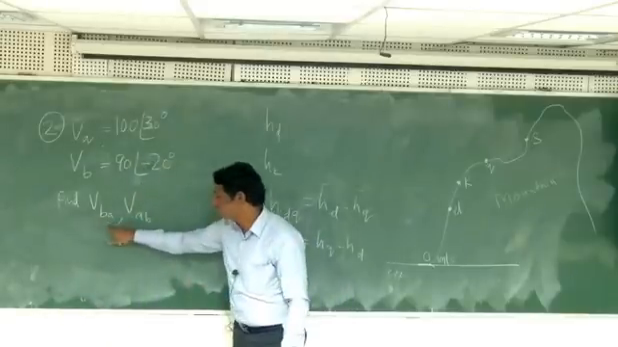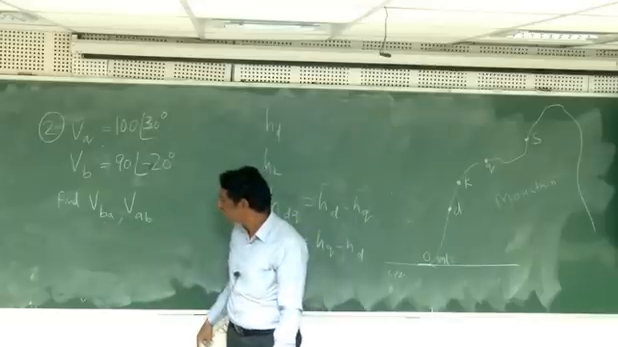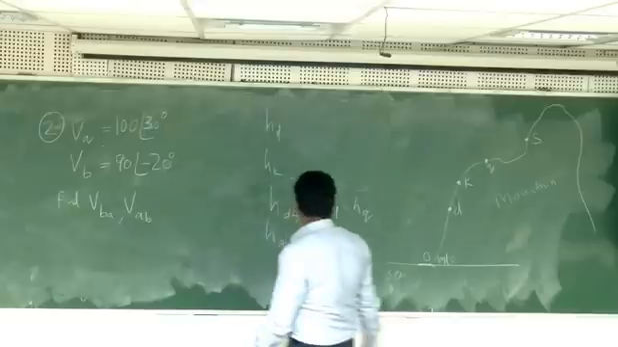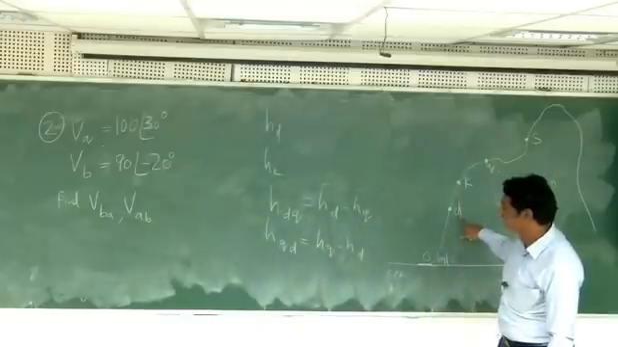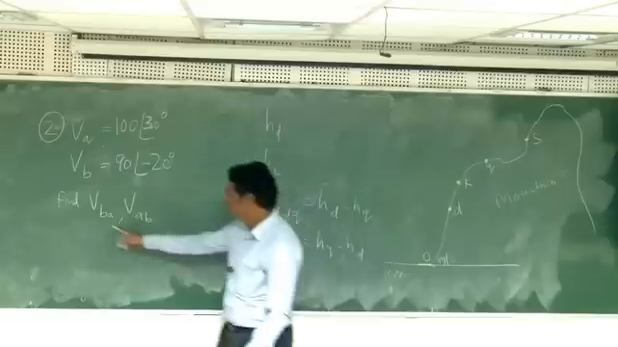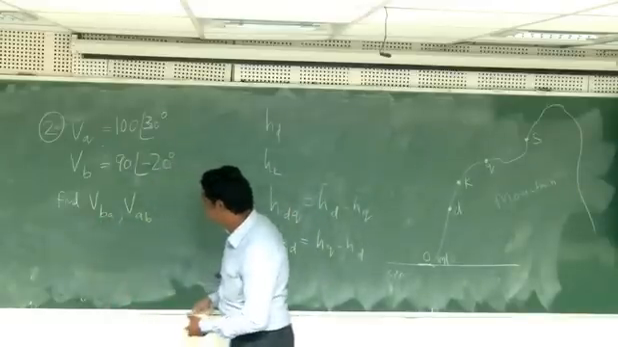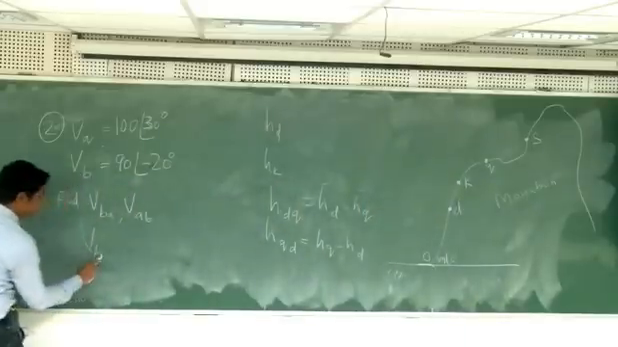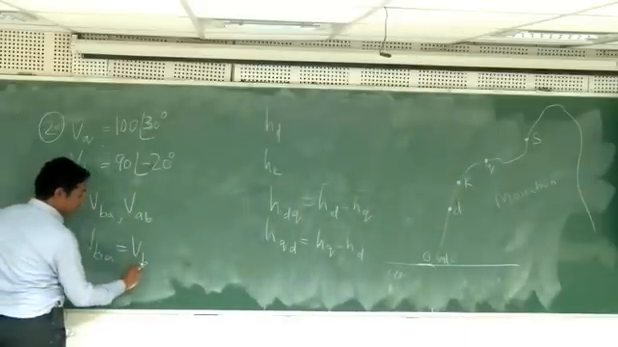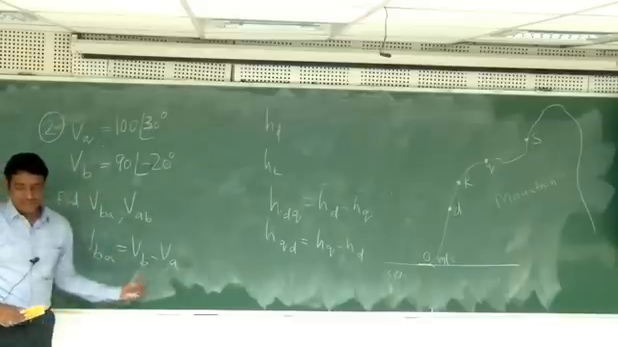So VBA is what? See, this is voltage of B with reference to A, that is VBA. Yeah. So in that case, what you have to do? Yeah. So let's do that. VB minus VA. So these are polar numbers.